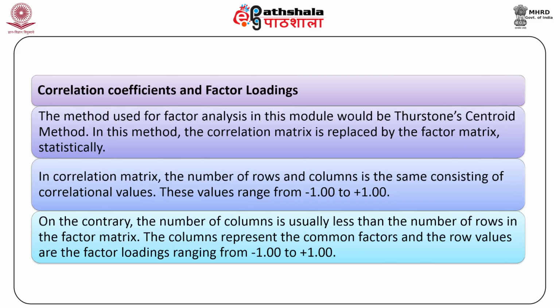In a correlation matrix, the number of rows and columns is the same, consisting of correlational values. These values range from -1 to +1. On the contrary, the number of columns is usually less than the number of rows in the factor matrix. The columns represent the common factors, and the row values are the factor loadings ranging from -1 to +1. If the factors are orthogonal, then the factor loadings are correlation coefficients of the test with the factors. But if the factors are oblique, that is correlated, then the factor loadings may or may not be the correlations between the tests and the factors.